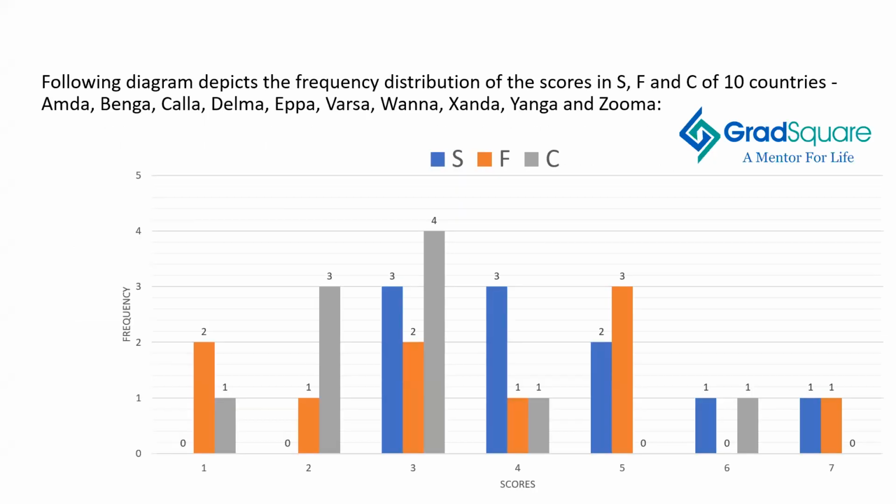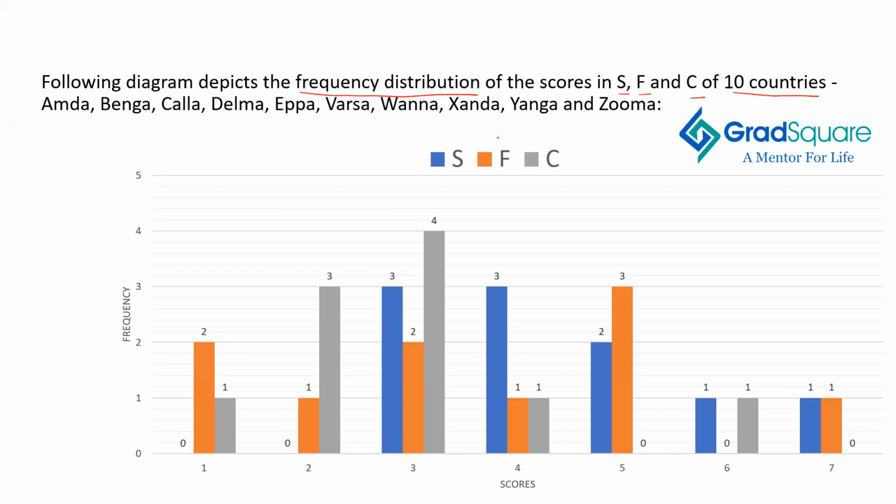And if you see here, it says the following diagram depicts a frequency distribution. So it's talking about the frequency distribution of the scores of S, F, and C of 10 countries. And the countries are given here. So what does this graph exactly mean?